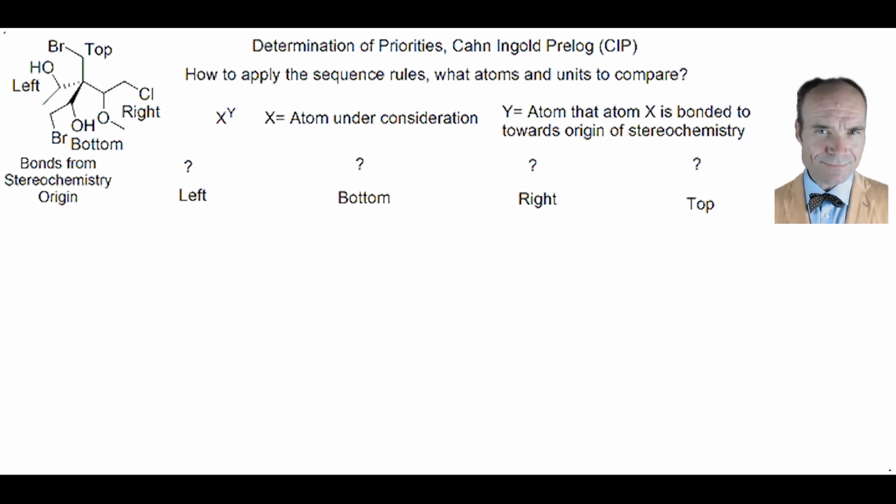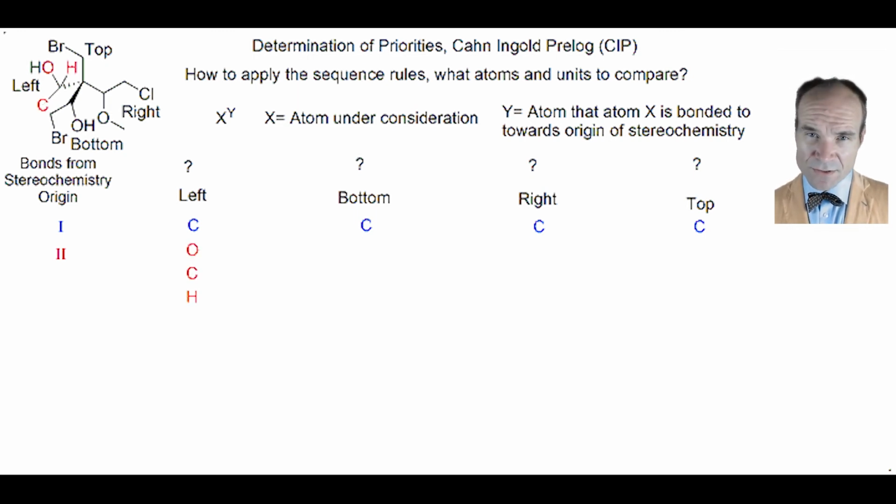Here we are again, starting from the origin of stereochemistry. Let's look to the atoms 1 bond from the origin and build up the table. On the left, that is carbon. Bottom is carbon, right is carbon, and top is carbon. Now, how about atoms or units 2 bonds from the origin?